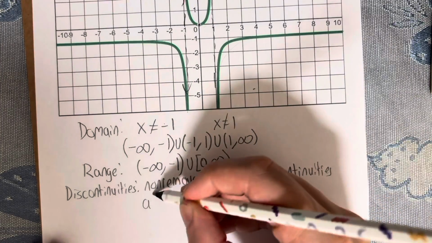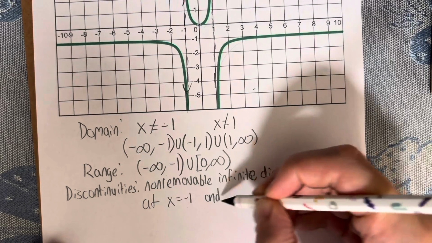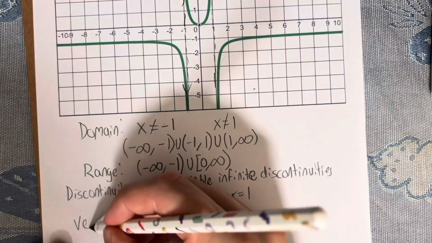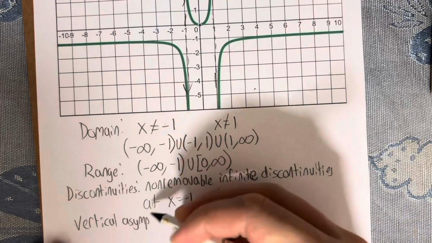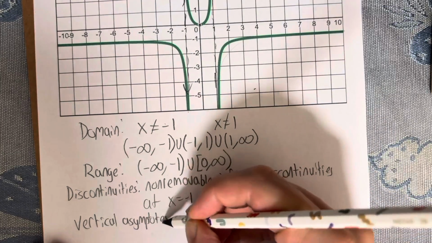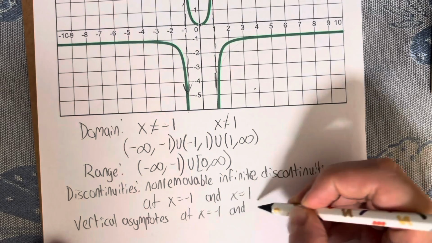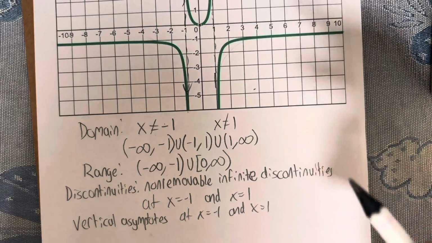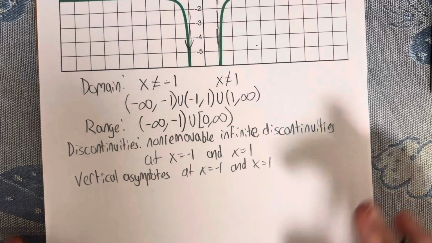We always say where the discontinuities are located here. They are at x equals -1 and x equals 1. And we can go from there and say those are in fact the two vertical asymptotes. Vertical asymptotes are always non-removable infinite discontinuities. Let's spell it right. So we got vertical asymptotes at x equals -1 and x equals 1. We're basically saying the same thing there in the discontinuity section, the vertical asymptote section, but two different ways of saying it. Okay, let's go to increasing and decreasing intervals.